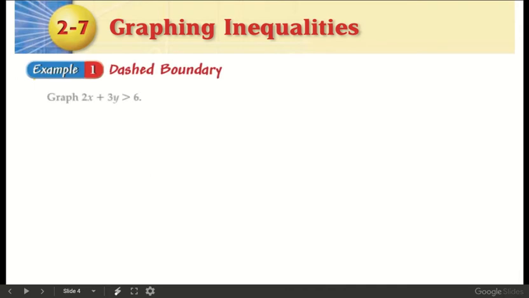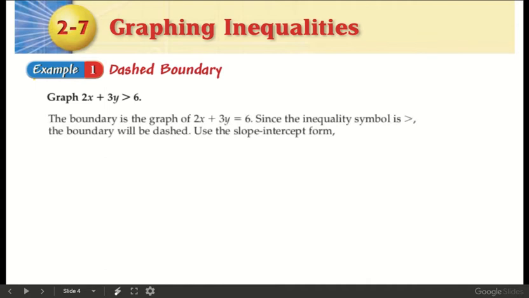So let's look at an example. So when we're graphing 2x plus 3y is greater than 6, the first thing we want to do is take that inequality and basically graph the boundary line, right? If we were to imagine it as an equation, what line would it make, right?